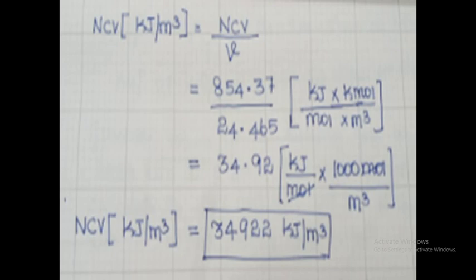The numerator term is kilomole, the denominator term is mole. The numerator term kilomole is converted into mole. 1 kilomole is equal to 1000 mole. So now the moles are cancelled. So we get 34.92 into 1000 kilojoule per metric cube. Are you clear or not? Okay. So finally we get the NCV value in terms of kilojoule per metric cube, 34922 kilojoule per metric cube. Are you clear or not? Okay. Thank you for your attention.